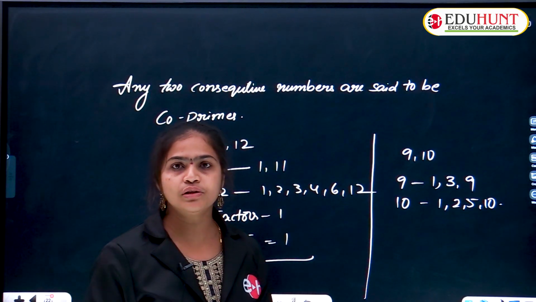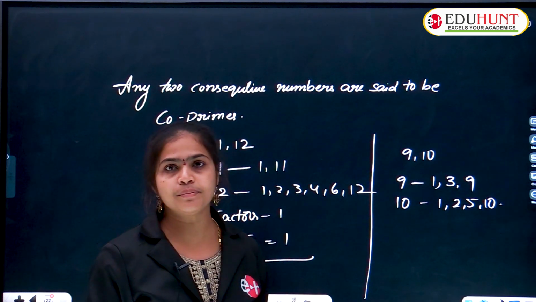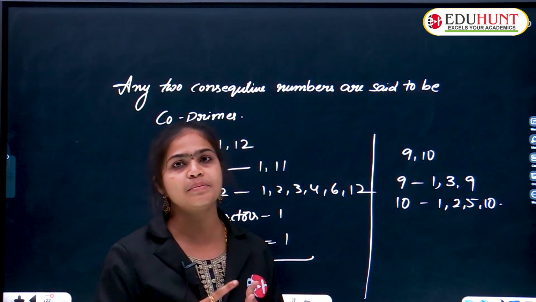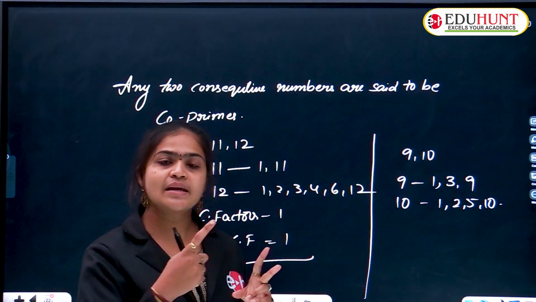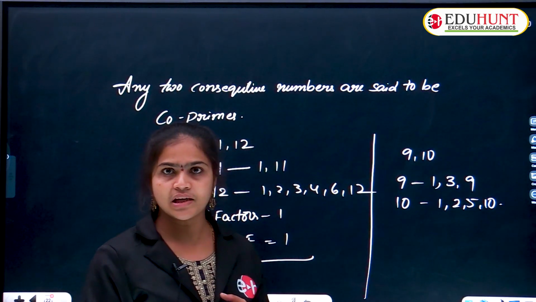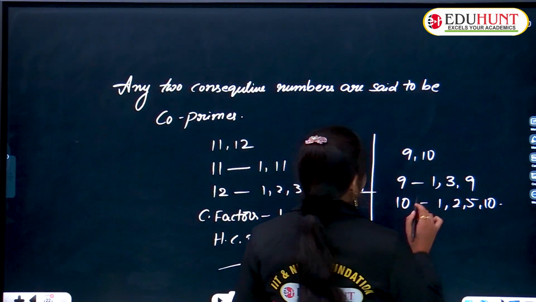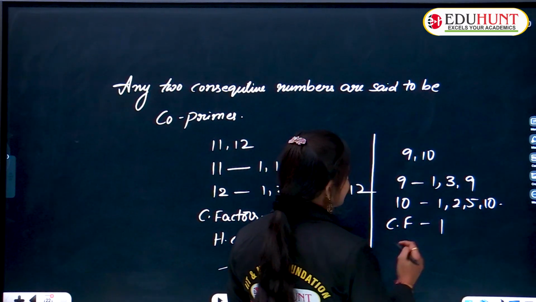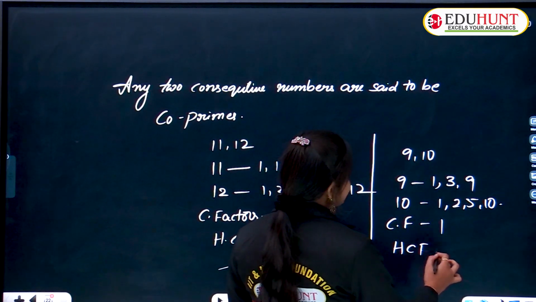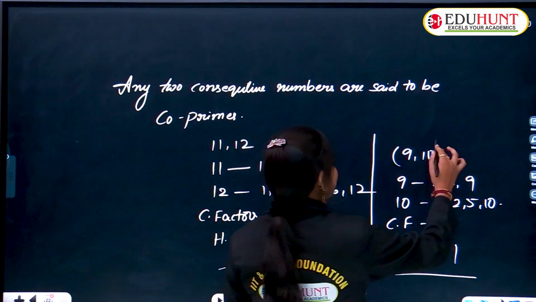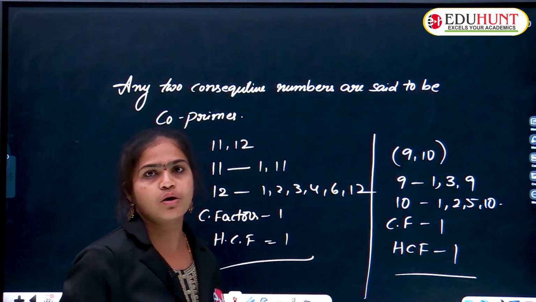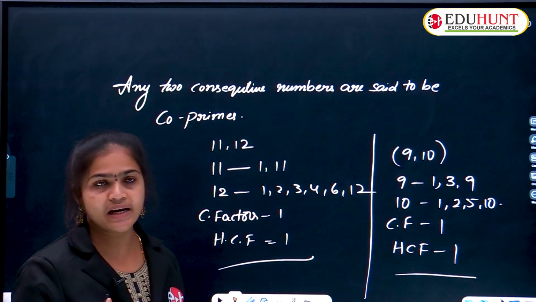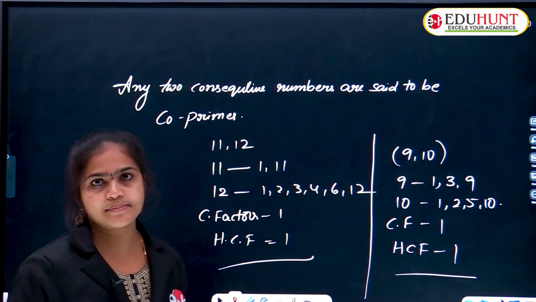Understood? That's why I told you that co-primes are not only prime numbers. In co-primes we are having prime numbers and composite numbers also. And in the same way prime number and composite number also there. Now here, what are the common factors? Only one is the common factor. Then here HCF is also 1. 9, 10, those two are having common factor as 1. Then 9, 10 are co-primes.